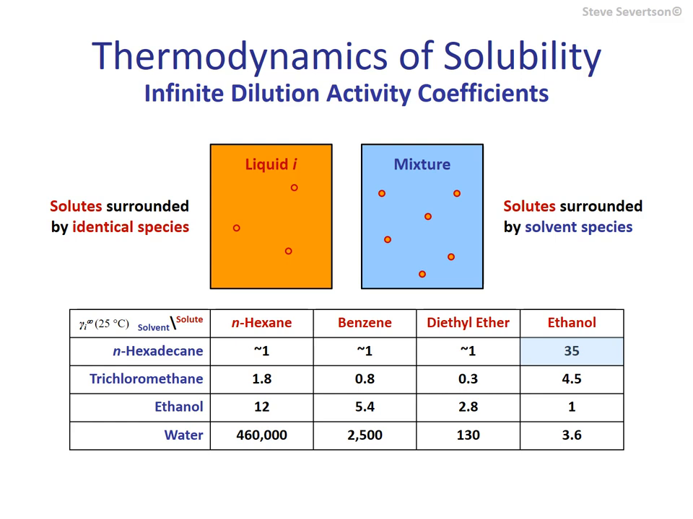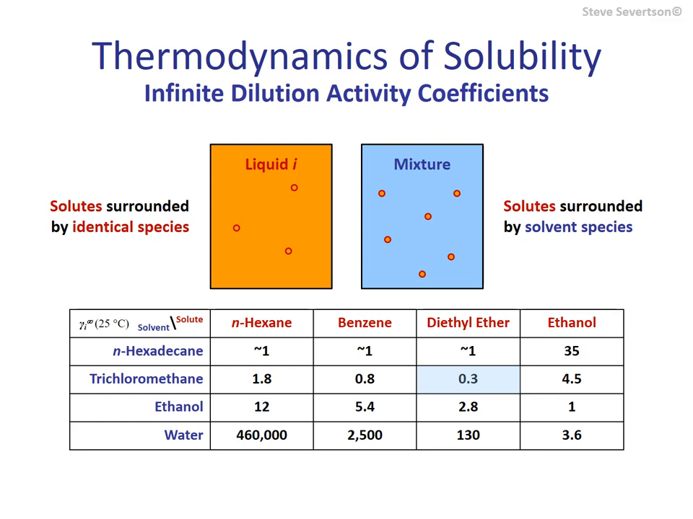For diethyl ether and trichloromethane at infinite dilution, the activity coefficient is 0.3, indicating that the ether has a lower instability in the solution than in the ideal solution. This result is relatively rare but easy to explain using what we learned from our previous discussion on pairwise interactions. Diethyl ether is a proton acceptor, but not a proton donor.